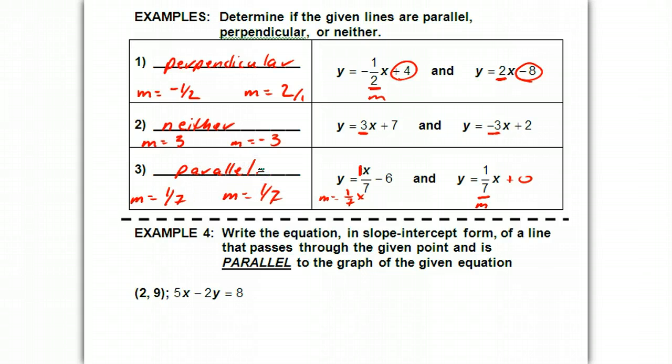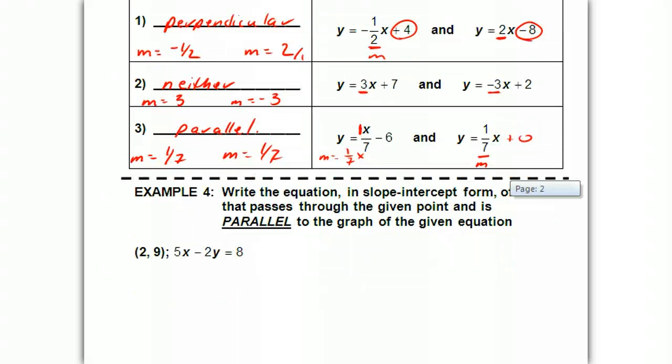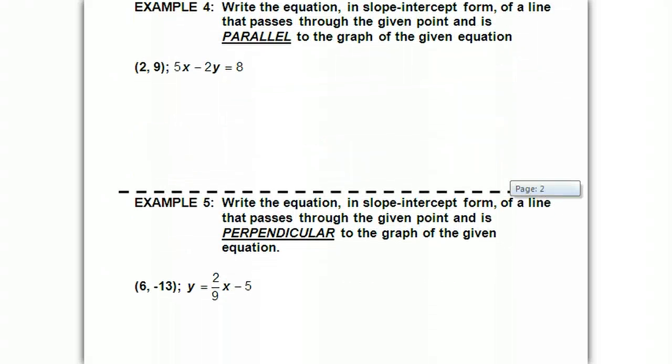Okay, so let's try a problem here. We'll write an equation of a line. Write the equation in slope-intercept form of a line that passes through the given point and is parallel to the graph of the given equation. The trick here is if I see the word parallel, that means they have to have the same slope. So we want to fill in the pieces to our point-slope form.